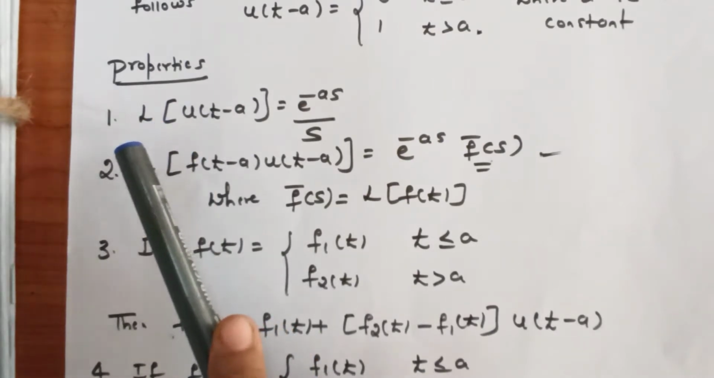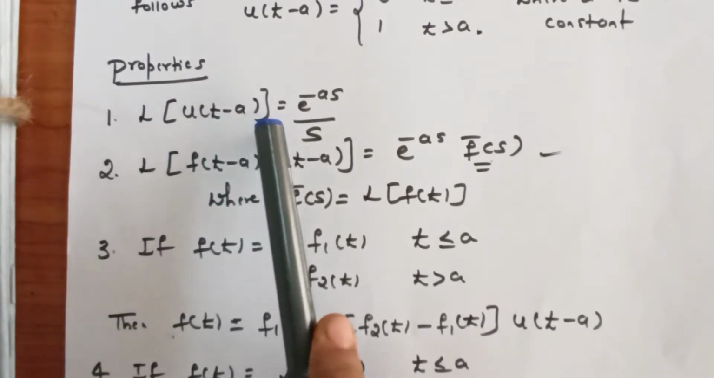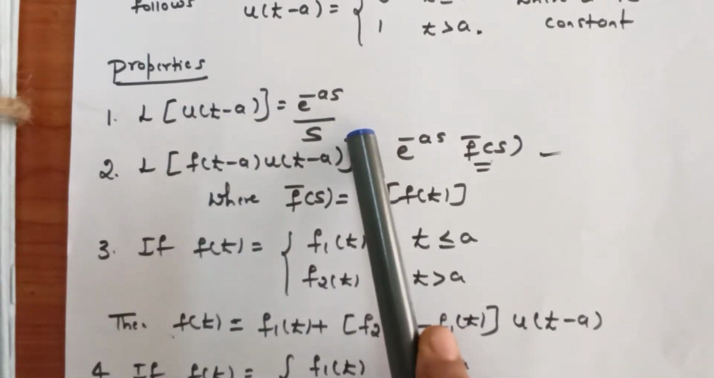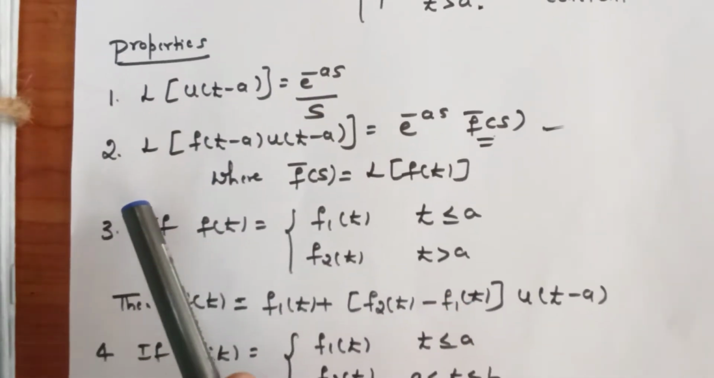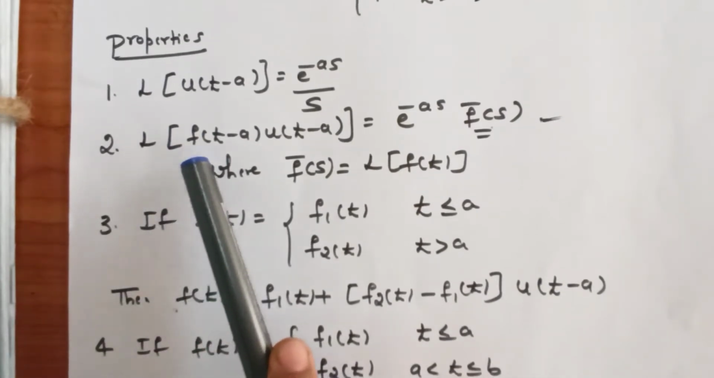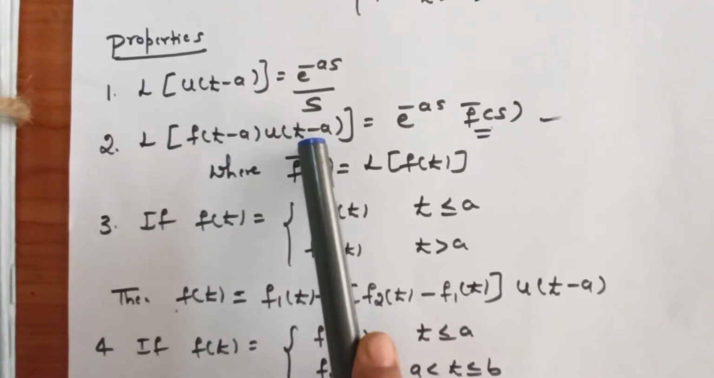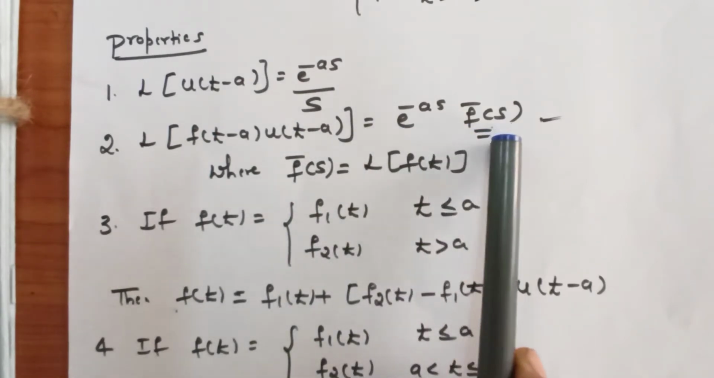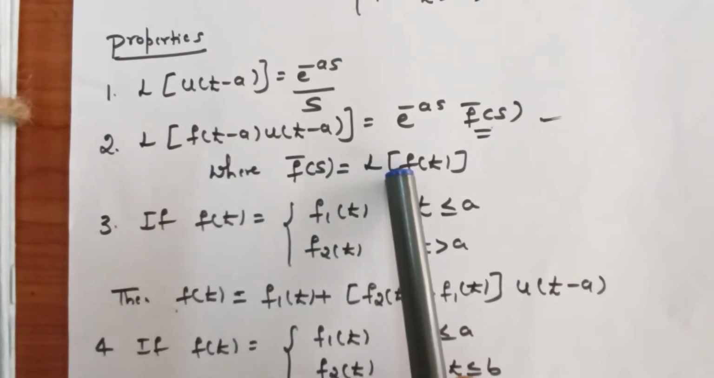The first property is that the Laplace transform of u(t - a) is equal to e^(-as) by s, and the second property is given by the Laplace transform of f(t - a) into u(t - a) is equal to e^(-as) into f bar of s, where f bar of s is equal to L of f(t).